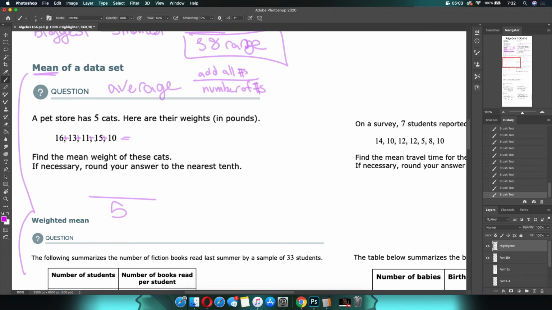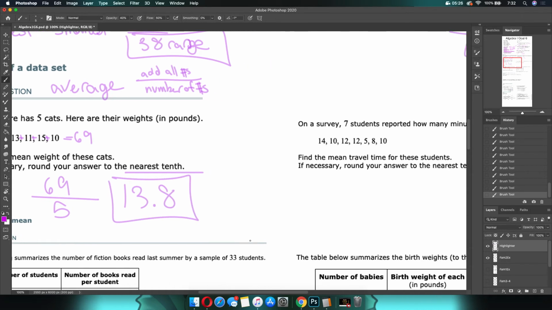34 and 45 is 59. 59 and 10 is 69. 69 divided by 9. And notice how you say round to the nearest tenth, so you know coming in you're going to get a decimal. So that's going to be 13.8. Okay, not bad for doing this in my head. Didn't need a calculator yet.